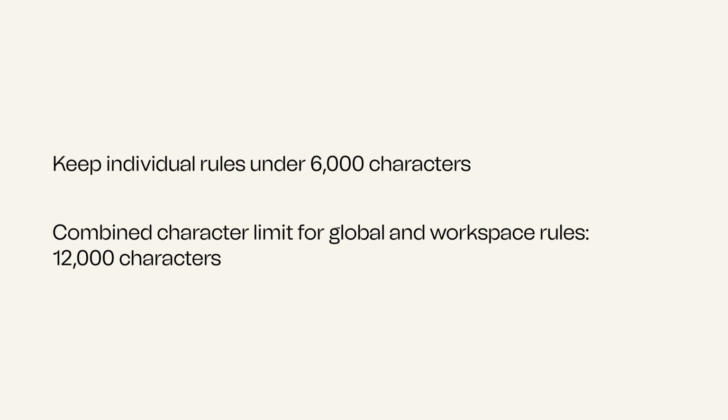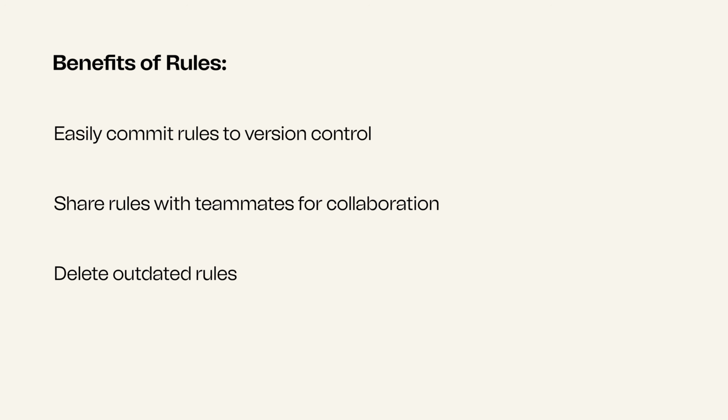If the combined length of all global and workspace rules passes 12,000 characters, Cascade keeps every global rule first, then as many workspace rules as will fit, and discards the remainder. Because each rule lives in a plain Markdown file, I can commit them to version control, share them with teammates, or delete them when they're no longer useful.